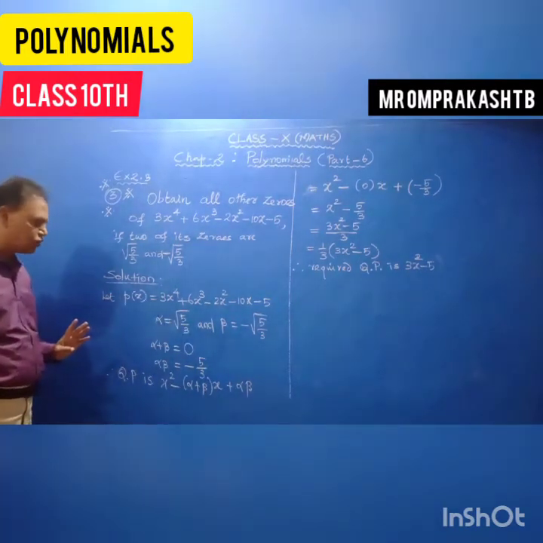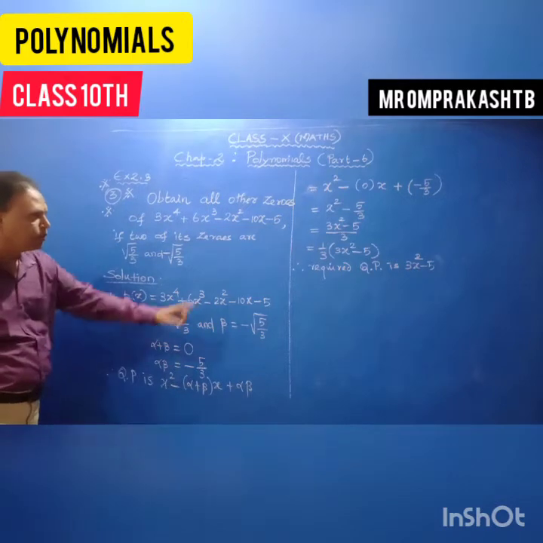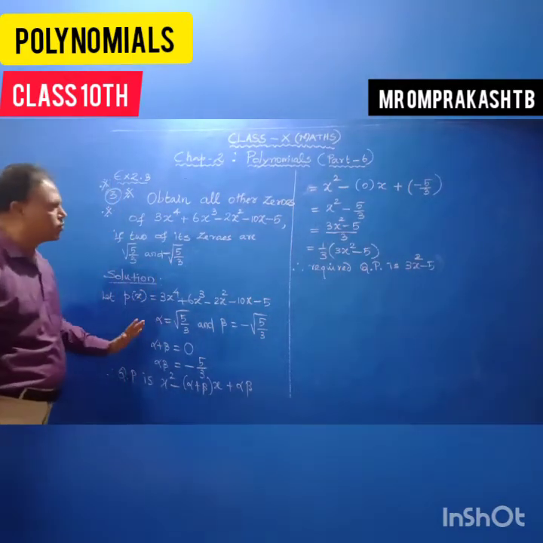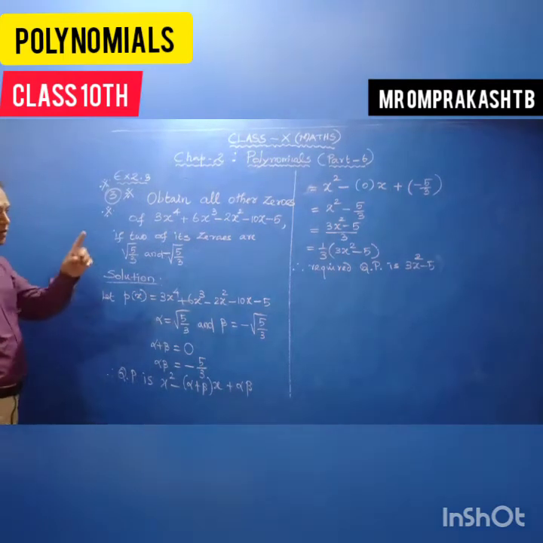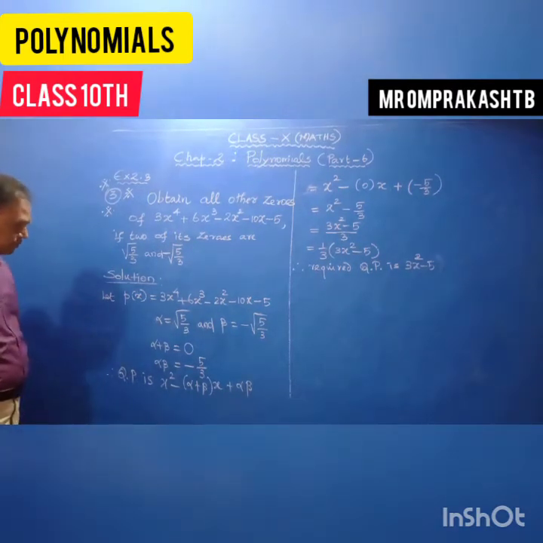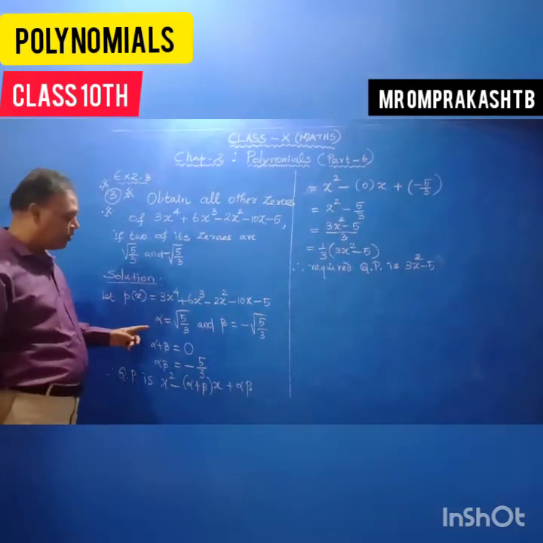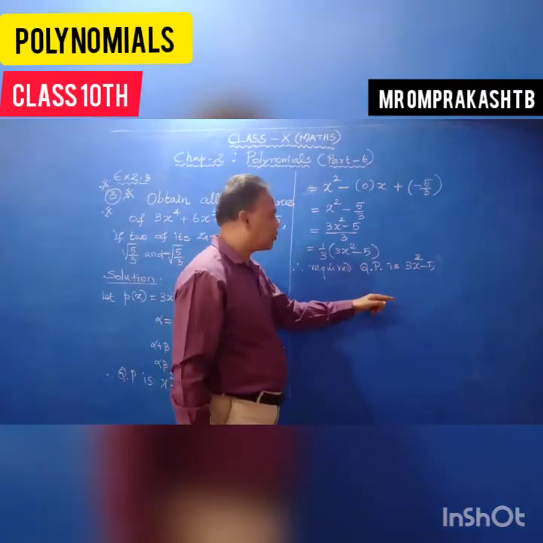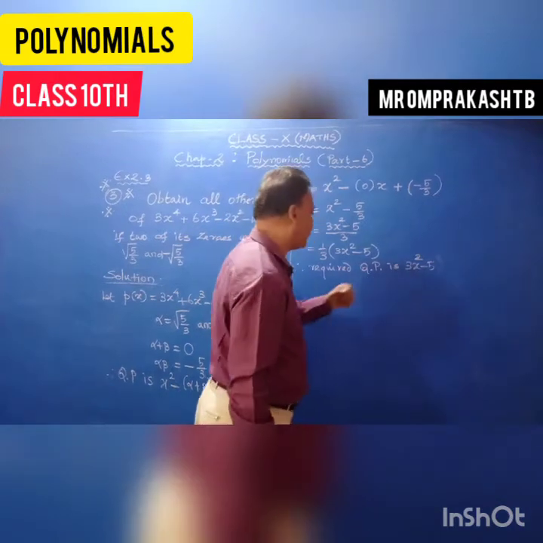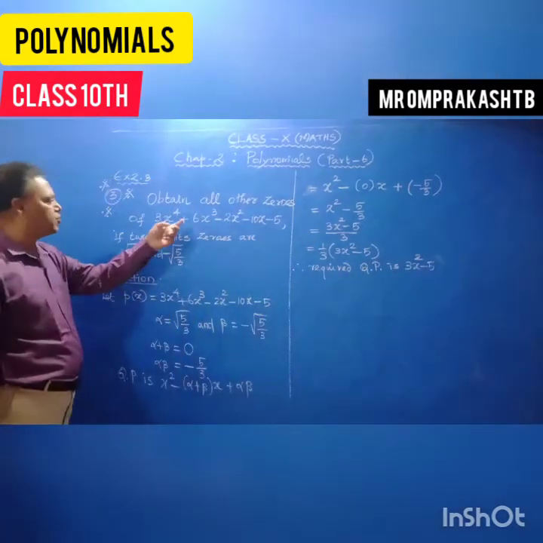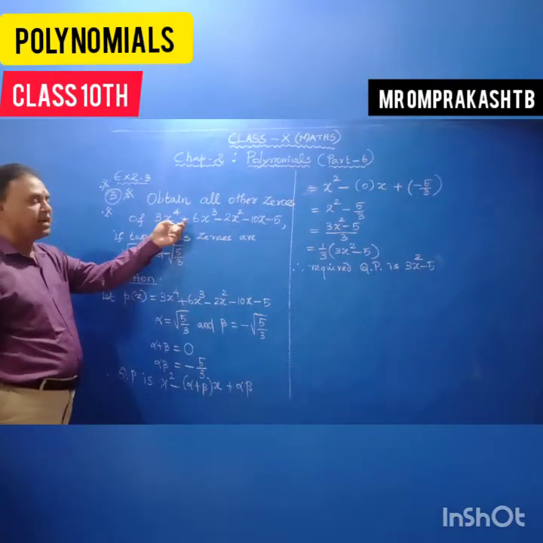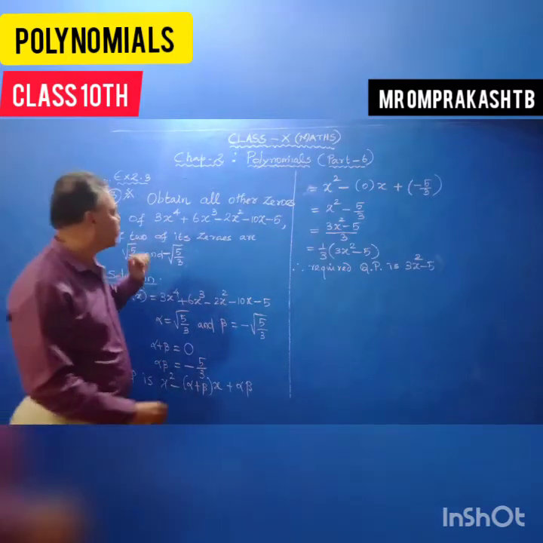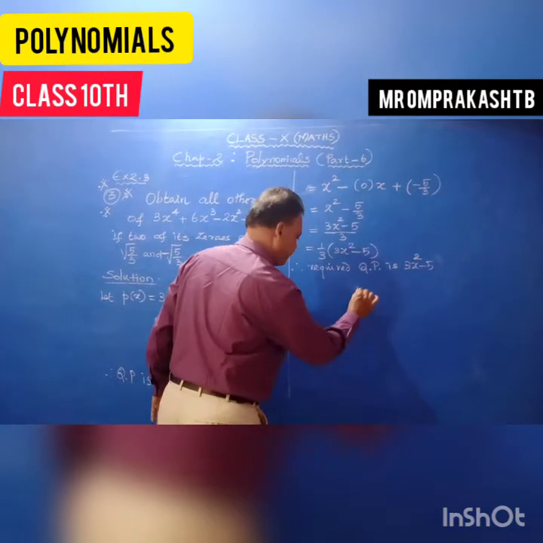Already you have done this kind of problem in the previous exercise, in 2.2, the first problem and the second problem. Now you see, using the zeros we got this polynomial. That's why if you divide the given polynomial by this polynomial, definitely you will get remainder 0. So now I am going to divide it.